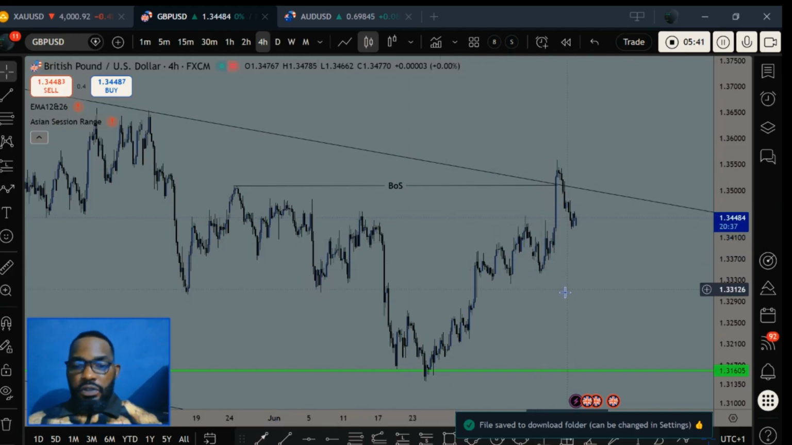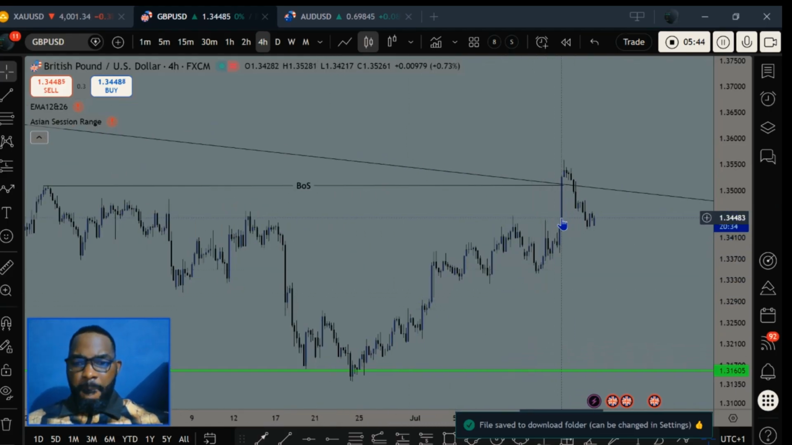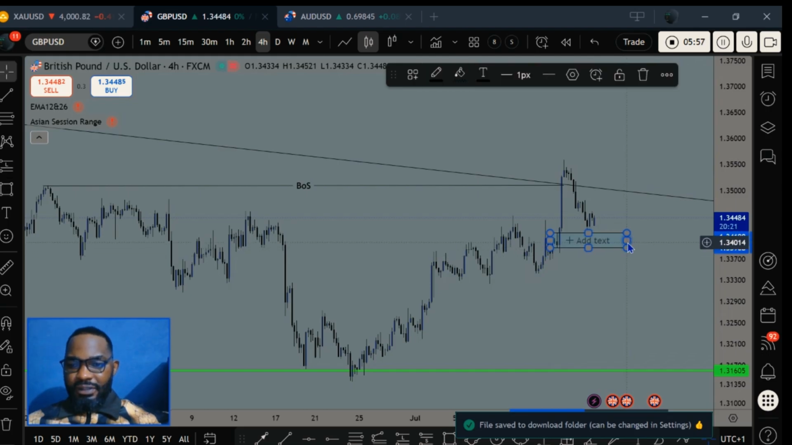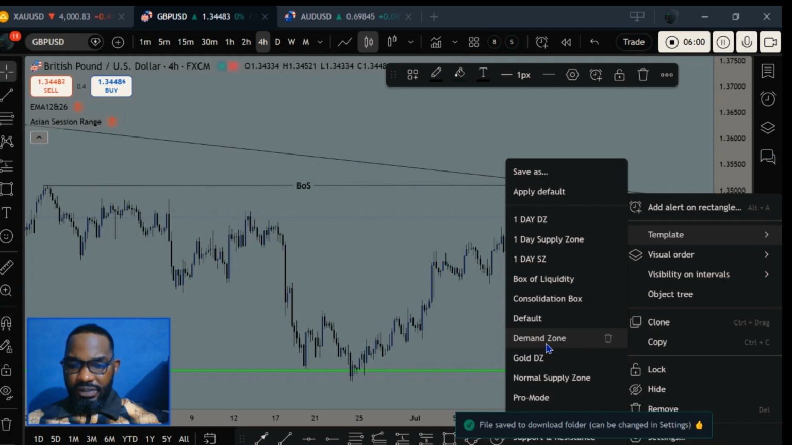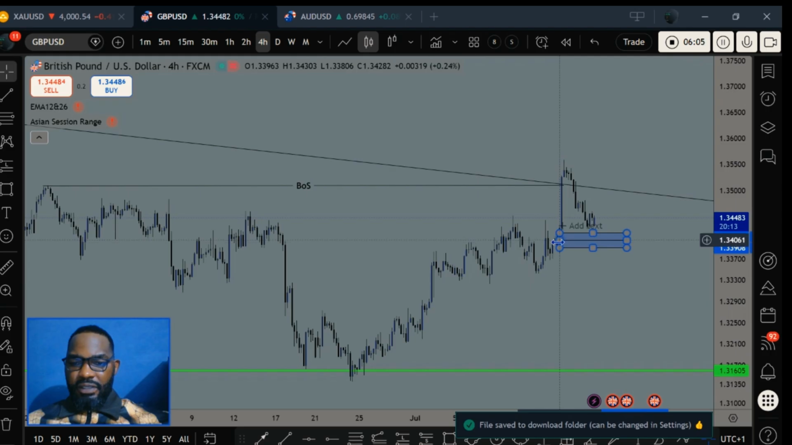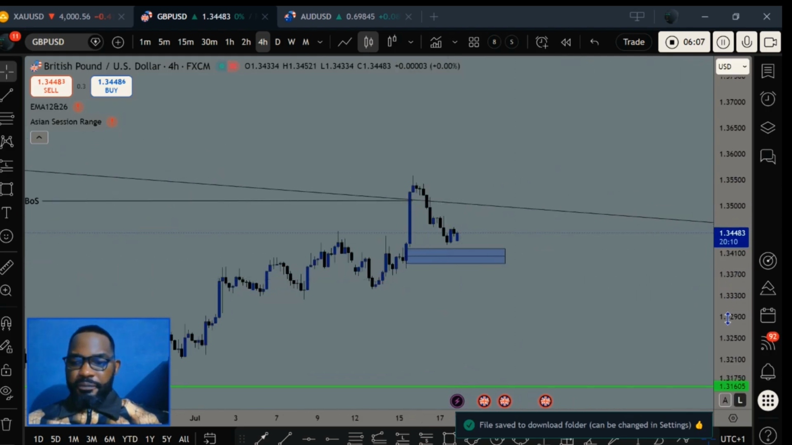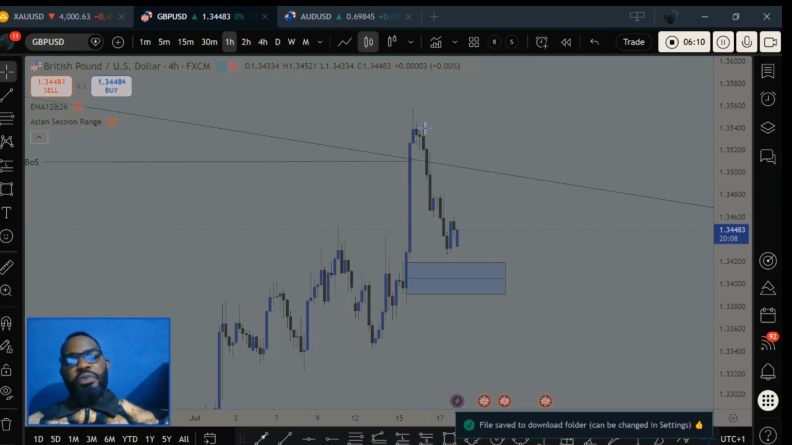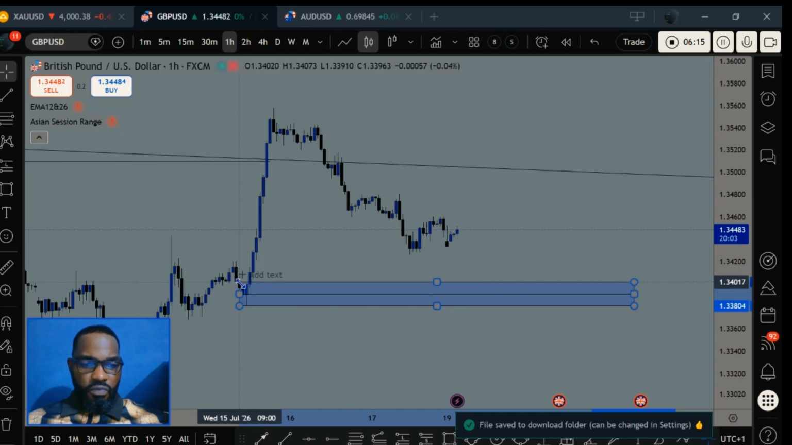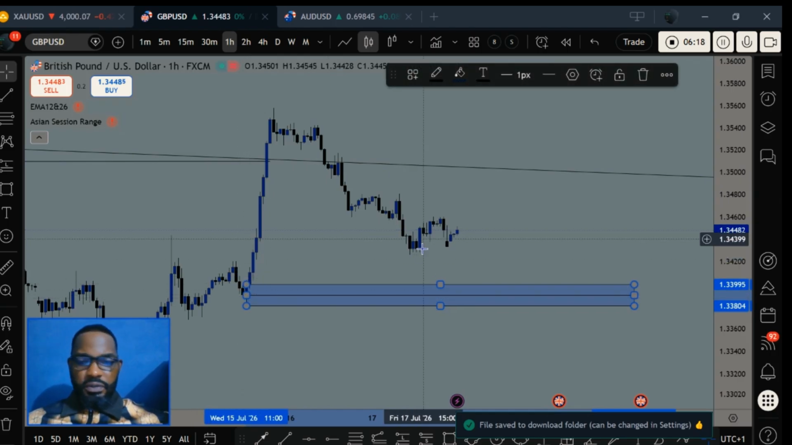So we notice the upward momentum push that broke this structure came from this point, and at that point we see an imbalanced demand zone. That's an imbalanced demand zone right there. On the 4-hour time frame, we go down straight away to the 1-hour time frame. What do we notice? We can fine tune that demand zone to this.